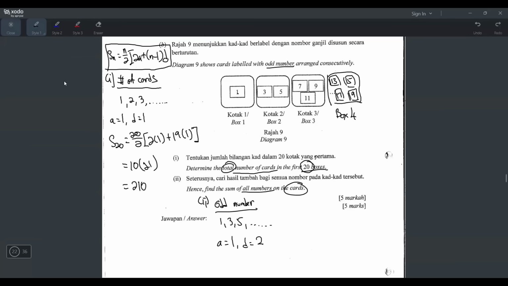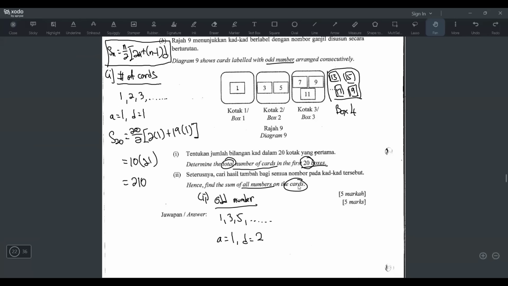Okay, now the problem comes. They want to find the sum of all numbers on the cards, right? So I have to find S what? Confirm it is S already, right?